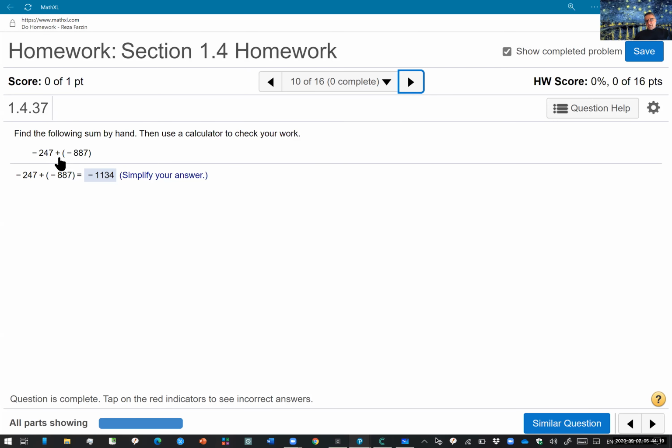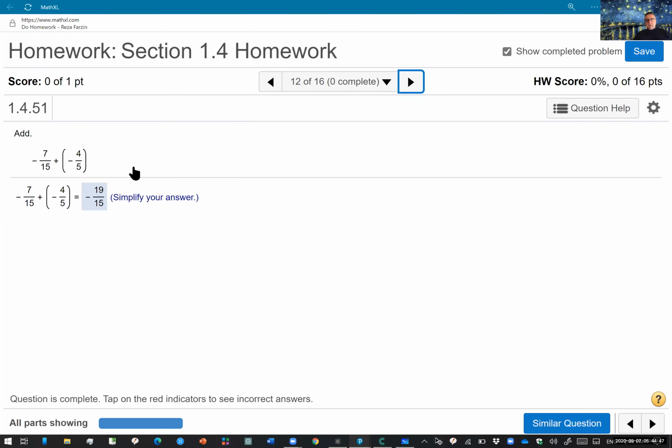Same business here. Just get rid of the parentheses first. Positive times negative is negative. And then you're going to have negative 247 minus 887. They're both negative. Now you do the addition subtraction rules. You're going to add because they have the same sign, and you're going to keep the common sign. Same business with decimals.